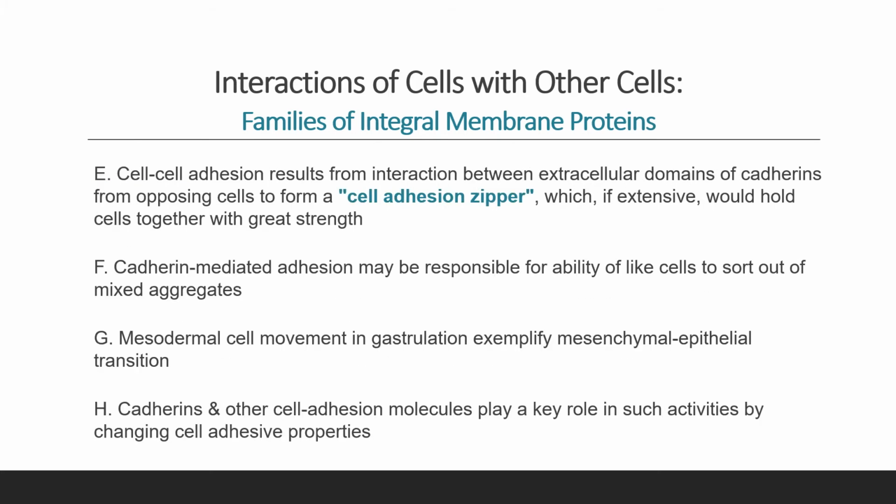So, cell-to-cell adhesion results from the interaction between the extracellular domains of the cadherins from opposing cells, forming a cell adhesion zipper, which, if extensive, would hold cells together with great strength. Cadherin-mediated adhesions may be responsible for the ability of like cells to sort out of mixed aggregates, and mesodermal cell movements in gastrulation exemplify mesenchymal epithelial transition. And cadherins and other cell adhesion molecules play a key role in such activities by changing cell adhesive properties.